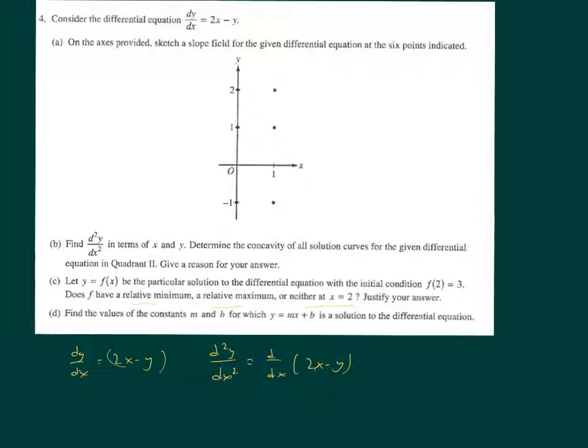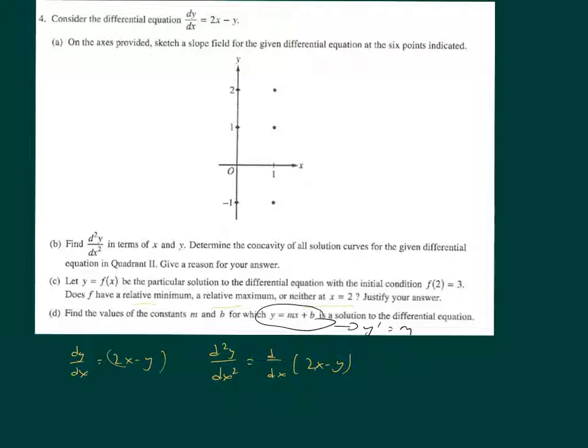You know the differential equation is 2x minus y, and we know that in this case, y equals mx plus b is a solution. And from that one right there, I know y prime is equal to m. So think about what that means, and what you're going to do is set up an equation that's going to allow you to solve for m and b.